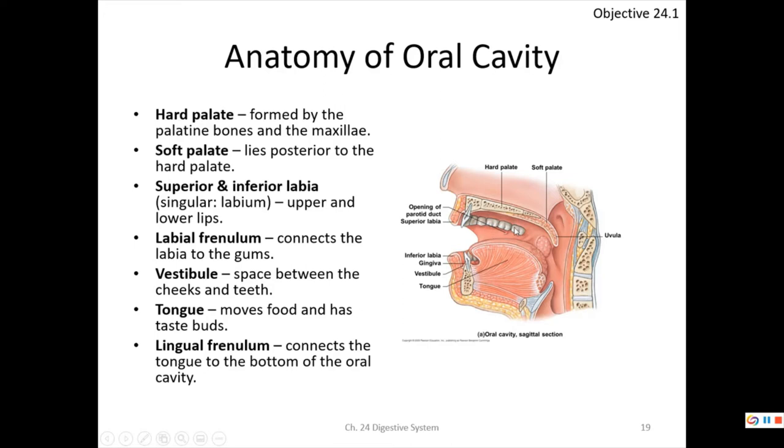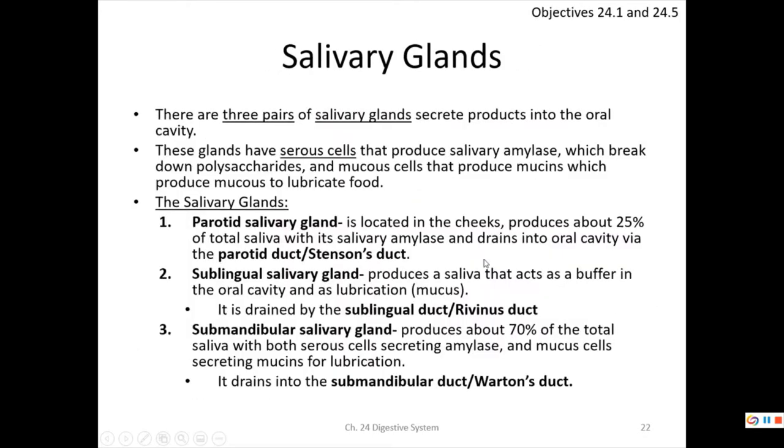The tongue is what actually tastes the food and moves food around. And the lingual frenulum is what attaches the tongue to the bottom of the oral cavity. It's found right here. I don't have a good picture in this set of notes. I do in my lab.